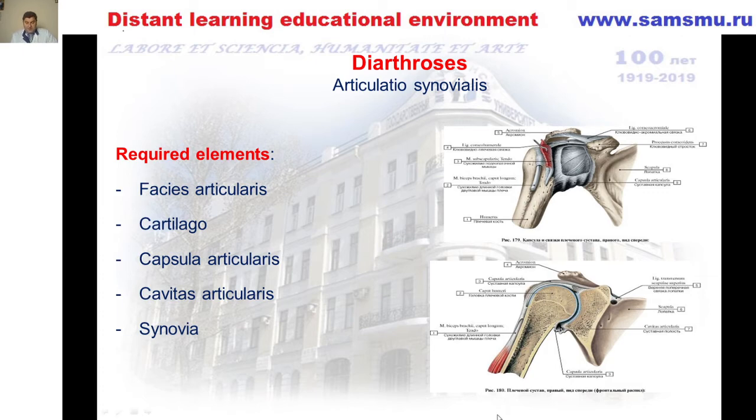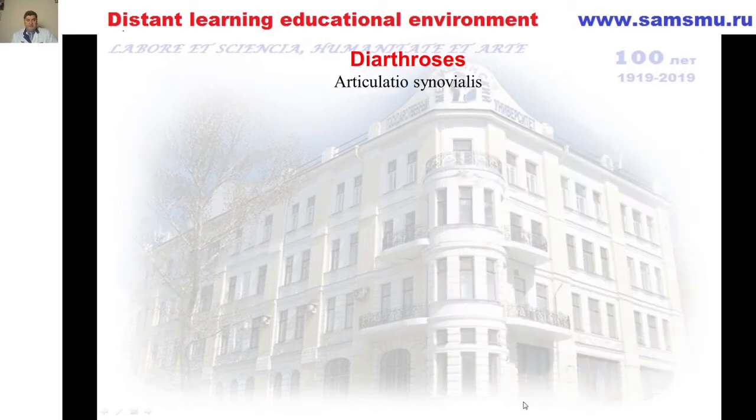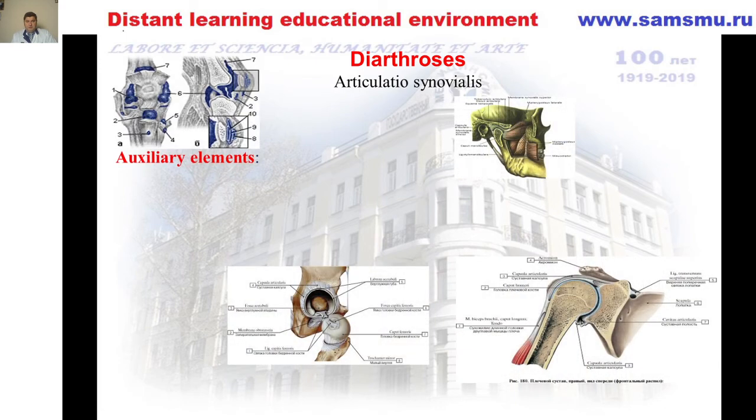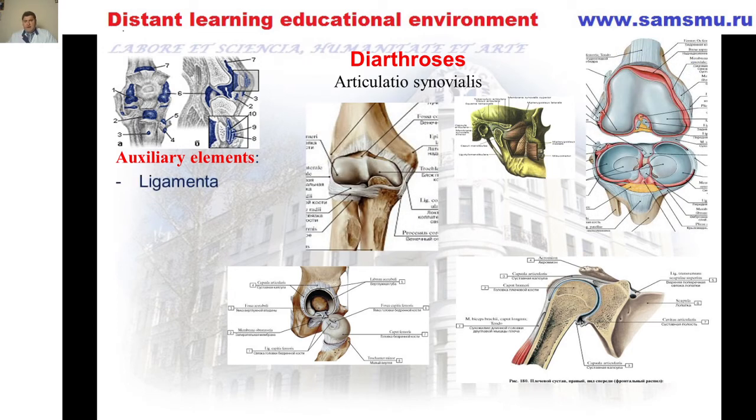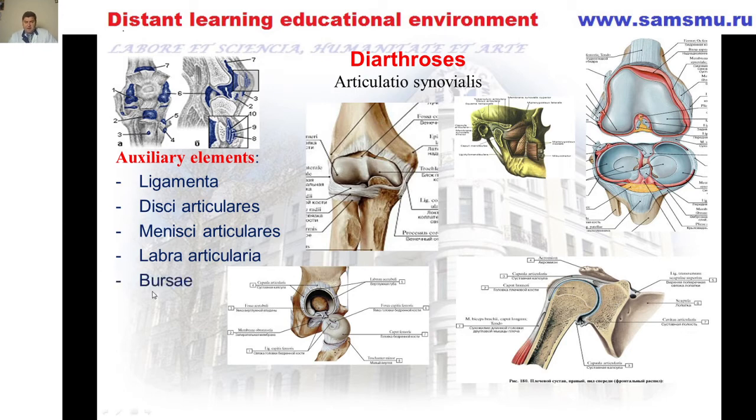So, in addition to the main elements, there are auxiliary elements of the joints. You may see next the auxiliary elements: ligaments, ligamenta, discs, meniscus, lips, cartilaginous lips, bursa, pleats or folds, tendons, that's part of muscle, recessus, and corpora adiposa or fat pouch.